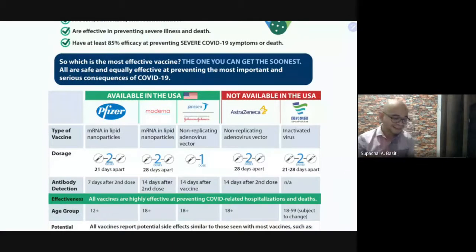So again, ito na nga yung types of vaccine. Yung Pfizer is mRNA in lipid nanoparticles. The same thing with Moderna. Janssen is a non-replicating adenovirus vector. Yung AstraZeneca is also a non-replicating adenovirus vector, while yung Sinovac is an inactivated virus. Dosage, two doses for all except for Janssen. But nowadays, we are now requiring booster.